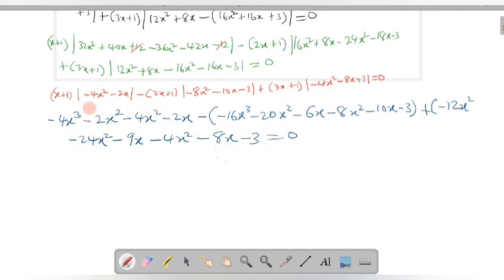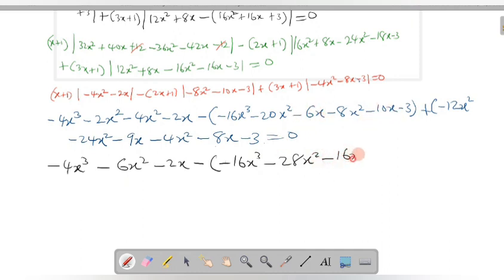So we just arrange the like terms together and open the bracket. You can see that this and this can add together. So we have minus 4x cubed, minus 2x squared minus 4x squared, which is minus 6x squared. We have minus 2x. Then we open what's inside the bracket and collect like terms. We have minus 16x cubed, then minus 20x squared minus 8x squared, that gives us minus 28x squared. Then minus 6x minus 10x gives us minus 16x. Then we have minus 3 left.